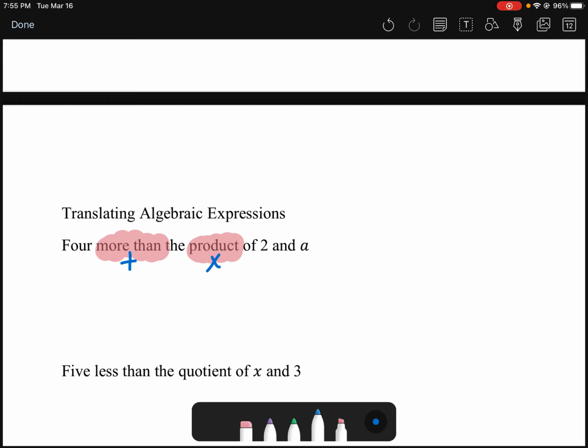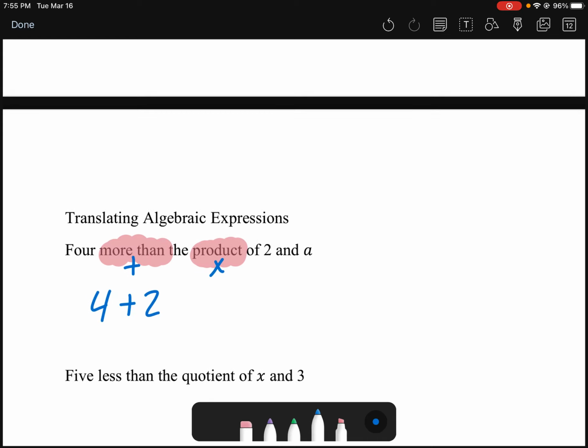So going through this, I see that I have 4 plus. So what 2 things am I adding? The product of 2 and a. So we'll be multiplying 2 and a. So altogether here, I have 4 plus 2 times a.